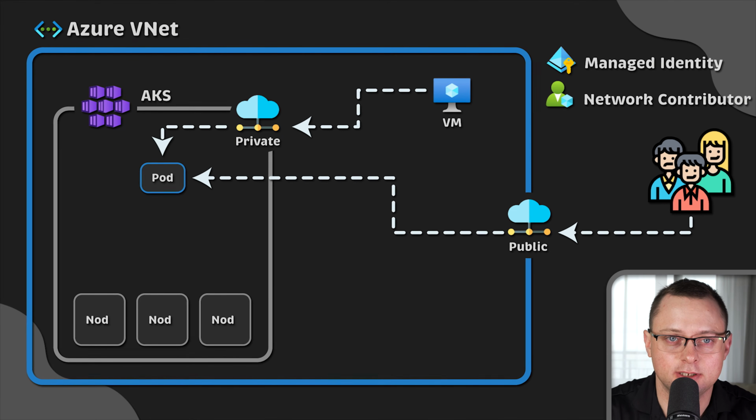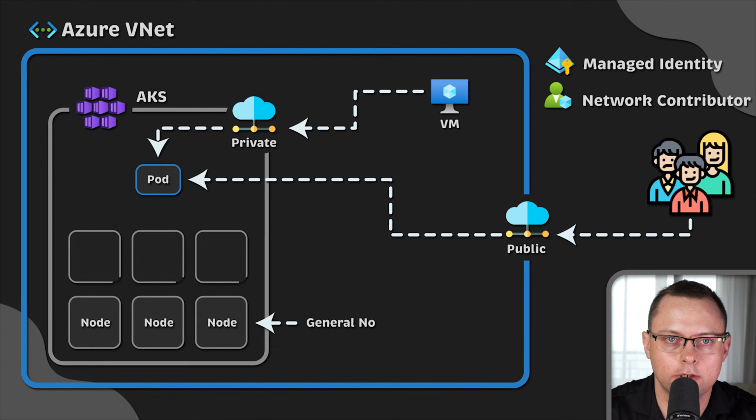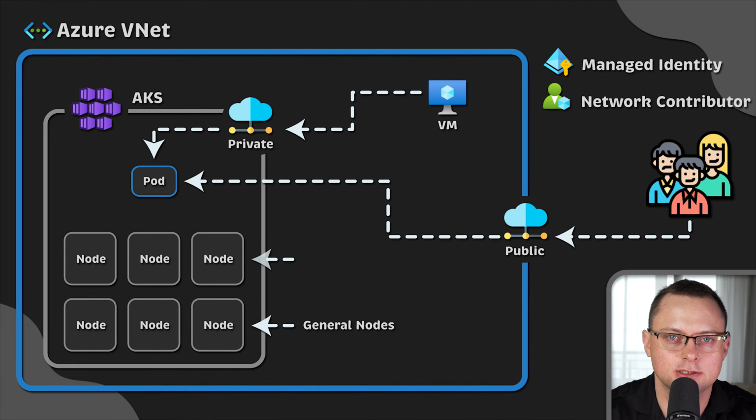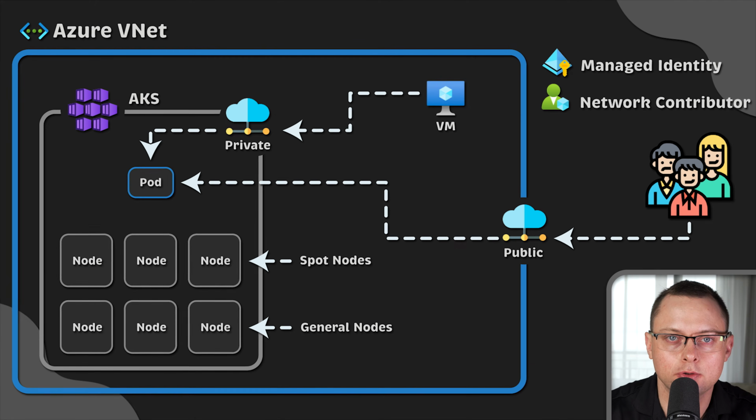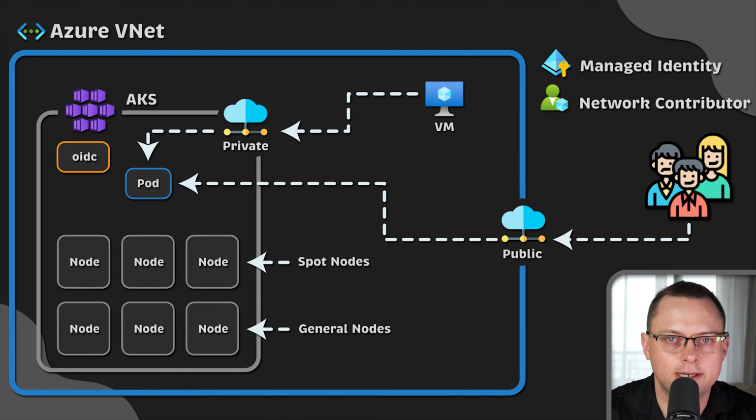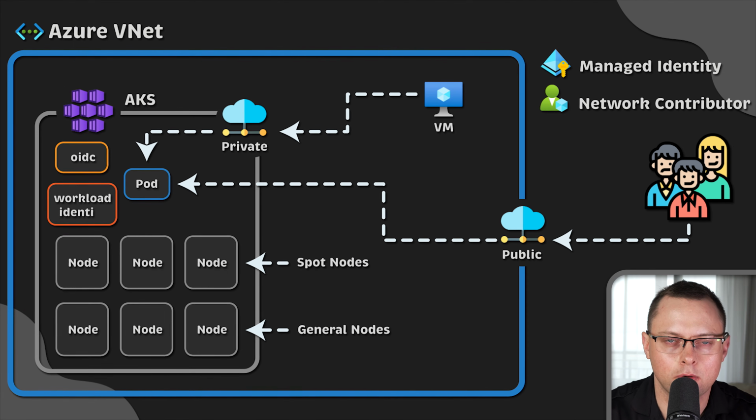Additionally, besides the default node group, we'll create another one using spot instances and add taints to that node group. We'll also enable the OpenID Connect provider and workload identity.